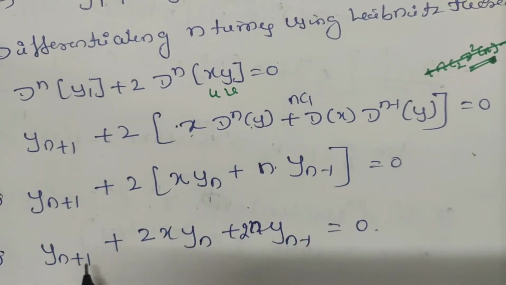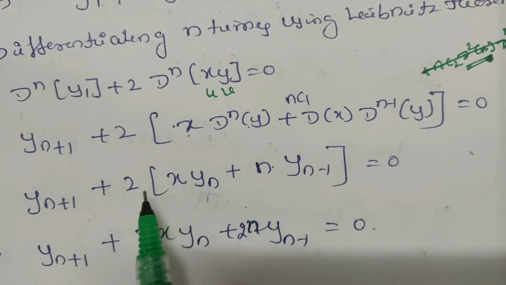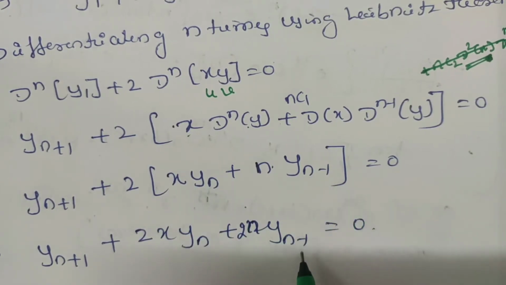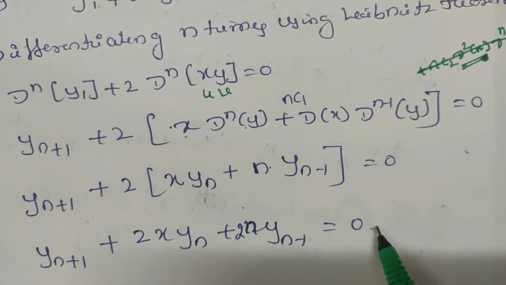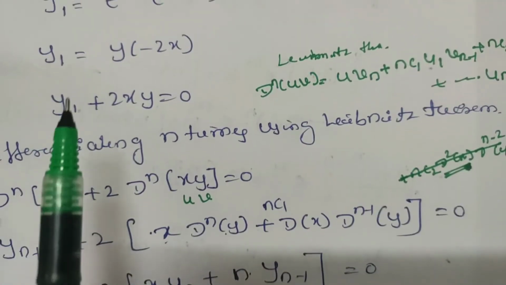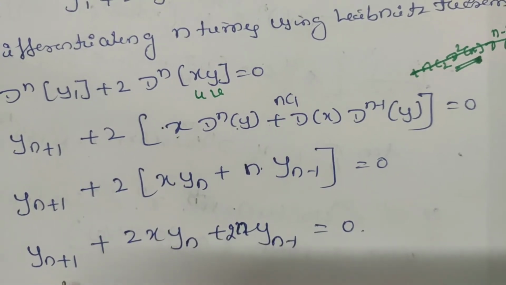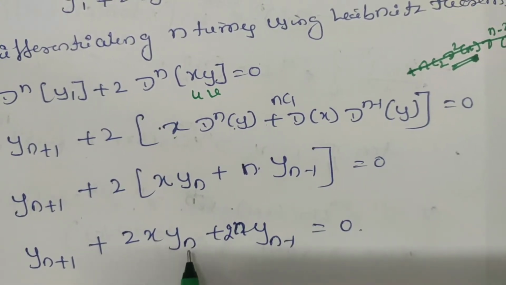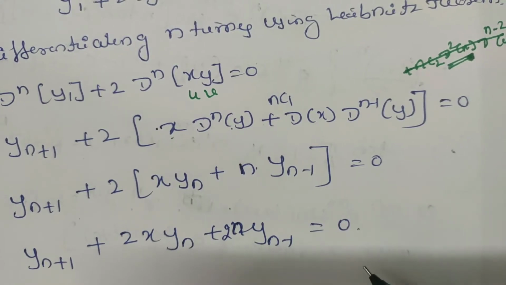So it is yn plus 1 plus 2x into yn plus, opening this bracket, 2 into n yn minus 1 is equal to 0. So this is only our required result. That is, here if y is equal to e raised to minus x square, then its nth derivative gives yn plus 1 plus 2x yn plus 2n yn minus 1 is equal to 0. This is only our required result.